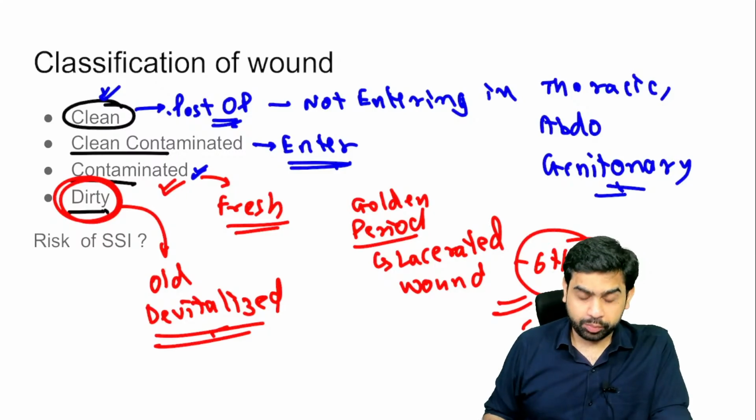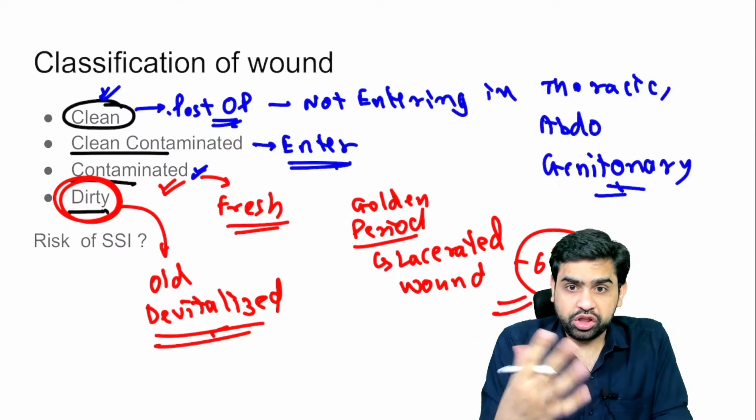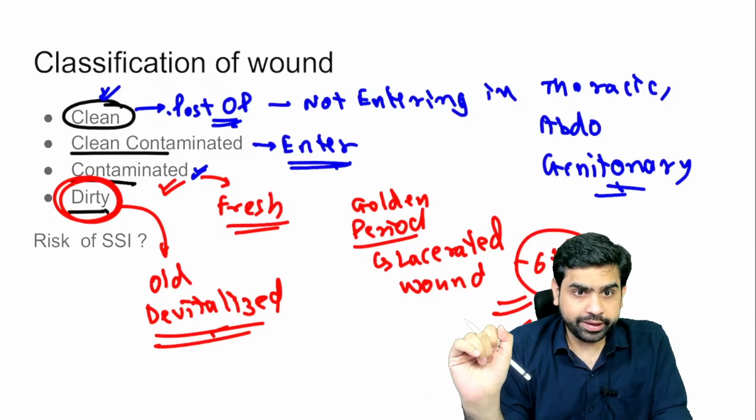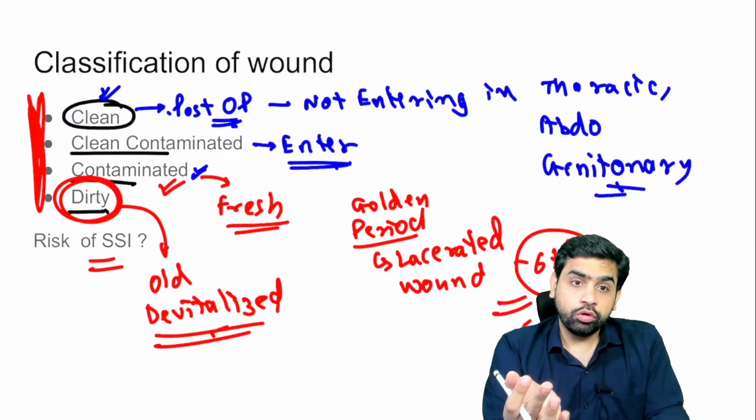I hope you have understood this particular point, guys. Okay, then let's assume that there is some kind of a visceral perforation, that is also included in the dirty wound category. Okay, I hope you have understood this particular point. Now, why do we want to know about all these things? Because we want to understand the risk of the surgical site infection.